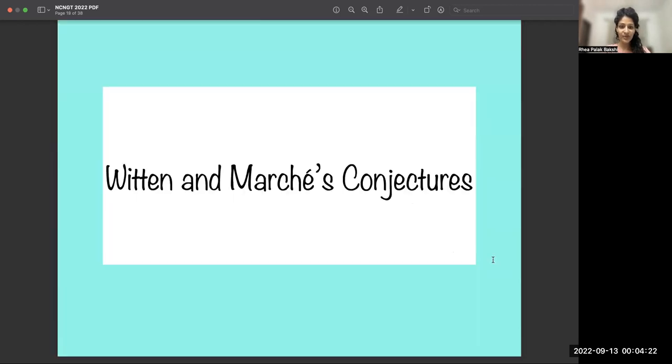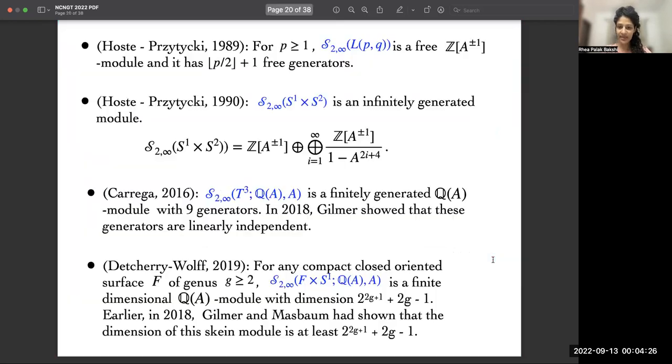Okay, so this brings us to Witten's and Marché's conjectures. Here are some examples which will give an idea of what Witten's conjecture is. Jim Hoste and Józef Przytycki computed the KBSM of lens spaces, and they showed that it's finitely generated over the ring of Laurent polynomials, and it has floor of p/2 plus 1 generators for L(p,q).